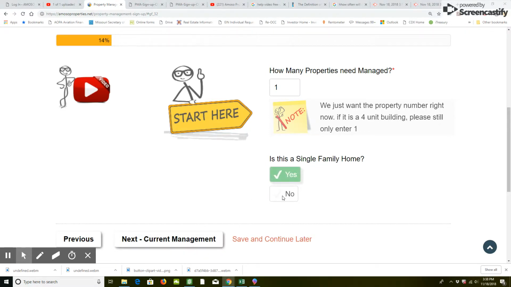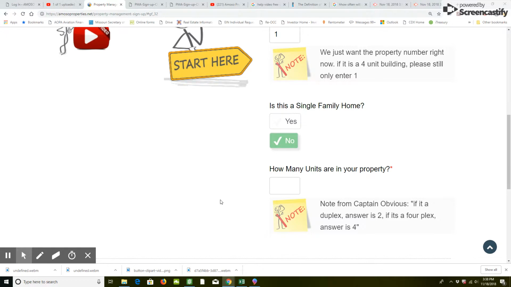That easy. If you say no, then you just tell us how many units. If it's a duplex, it would be 2 units, maybe it's a triplex, so it's 3 units, or maybe it's a fourplex and it's 4 units. That's all there is to it.